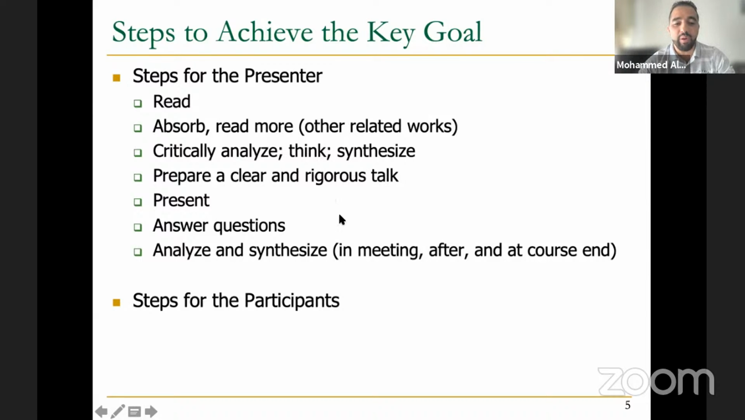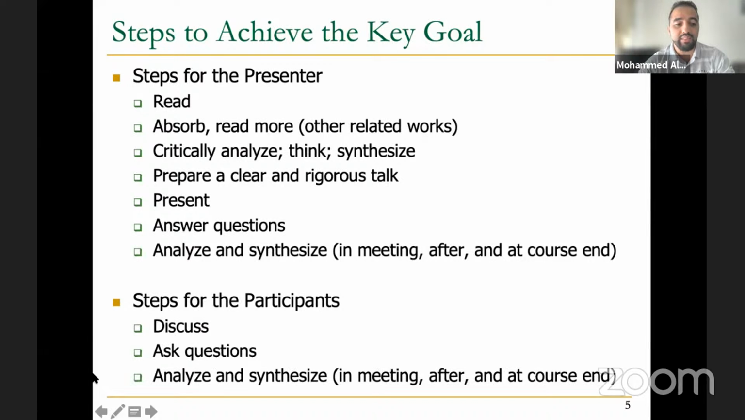And as a participant, you have some steps. So basically, in each presentation, during the student presentation and our own presentation, you need to discuss the ideas presented in the paper, ask questions that are not clear to you, or you could propose some ideas to improve the paper, or you could also question the idea presented in the paper. You need to do the analysis and the synthesis as the presenter did during the synthesis report or online discussion, in-class discussion, and so on.